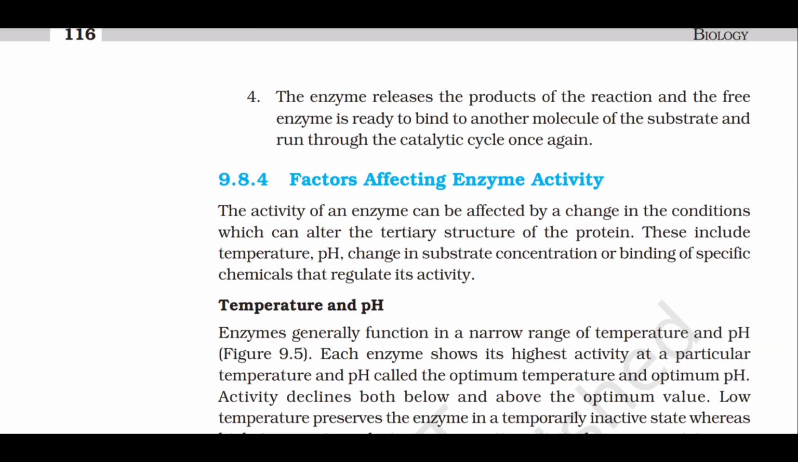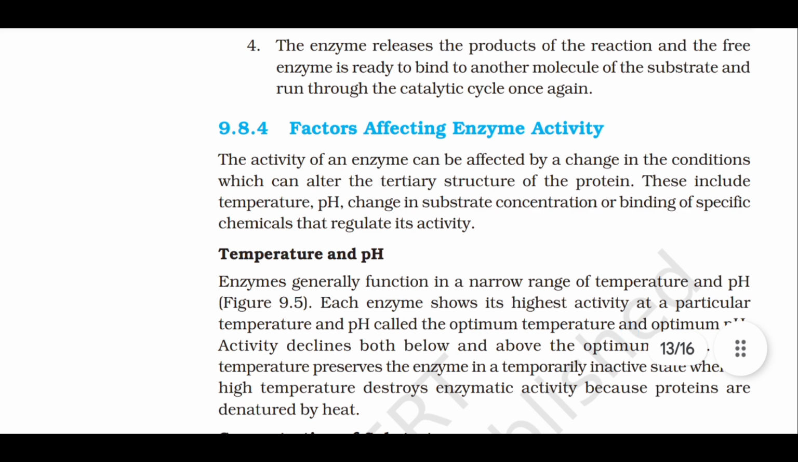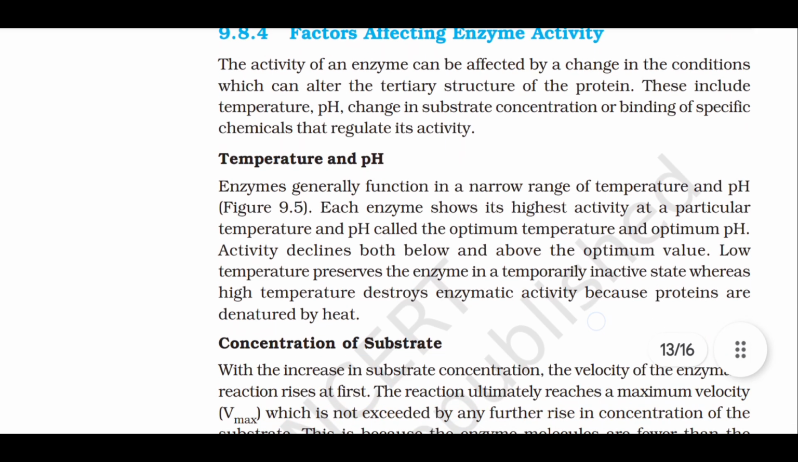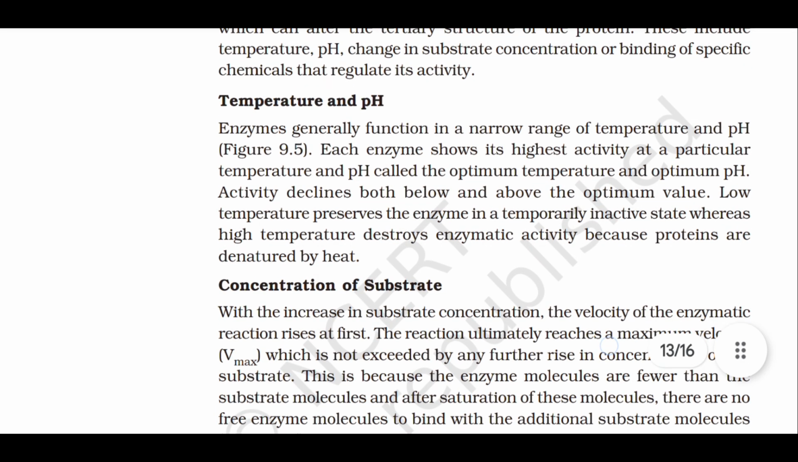9.8.4 Factors affecting enzyme activity. The activity of an enzyme can be affected by a change in conditions which can alter the tertiary structure of the protein. These include temperature, pH, change in substrate concentration or binding of specific chemicals that regulate its activity. Temperature and pH. Enzymes generally function in a narrow range of temperature and pH. Each enzyme shows its highest activity at a particular temperature and pH, called the optimum temperature and optimum pH. Activity declines both below and above the optimum value.